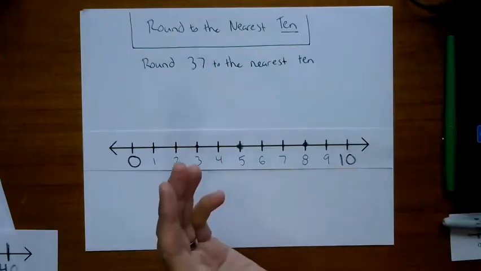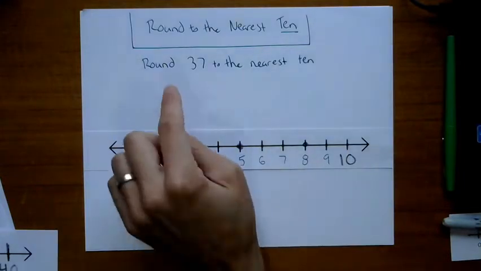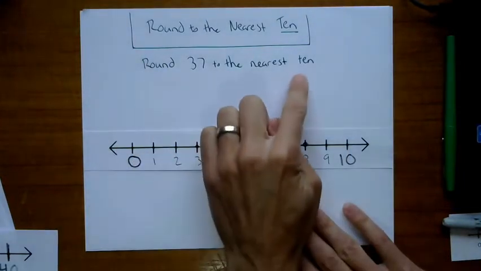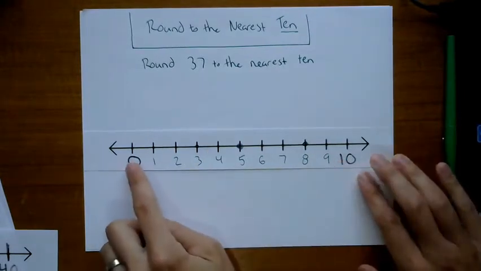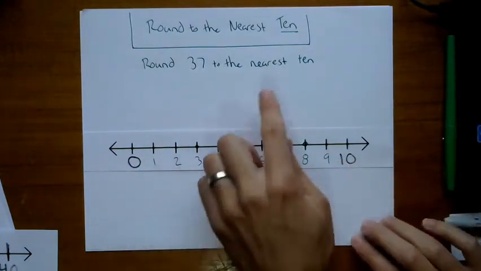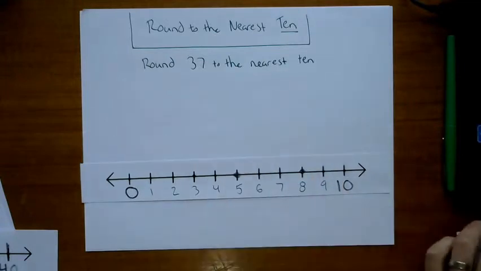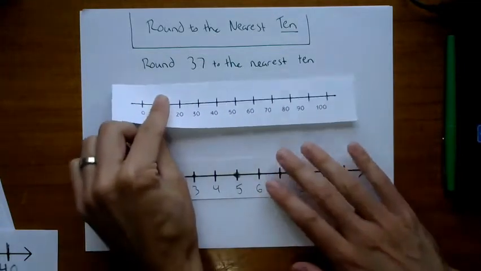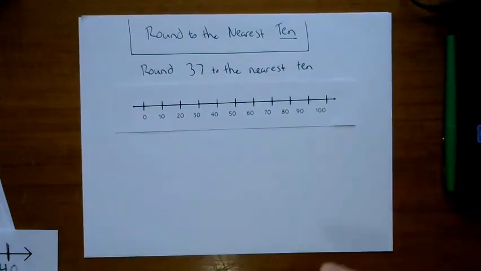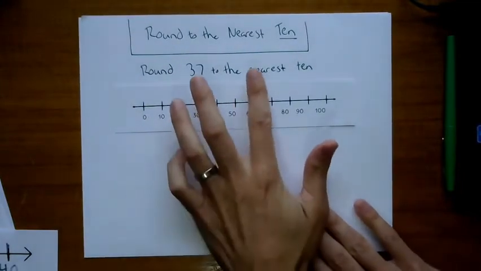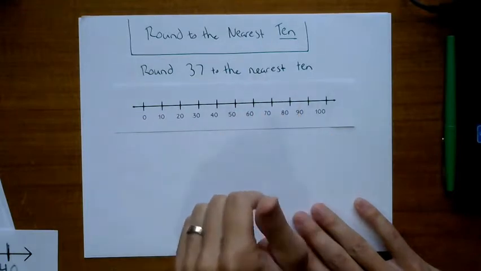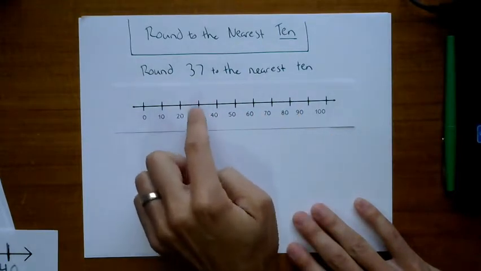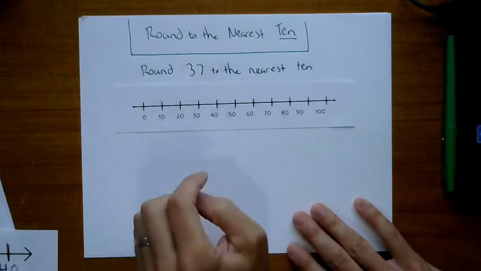Now let's round an actual number to the nearest 10. Let's round 37 to the nearest 10. Well, we can't use this number line anymore because this number line only goes from 0 to 10. So if we're trying to round to the nearest 10, take a look at this number line. This number line gives you all of your choices for when you're rounding to the nearest 10. So you have to figure out which two tens 37 fits between.